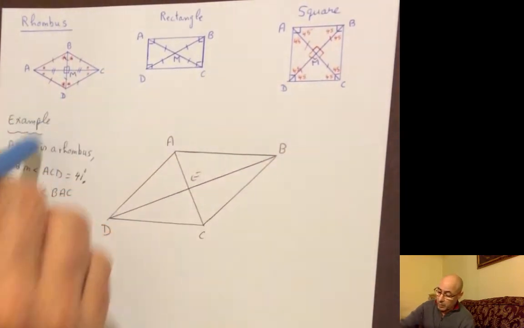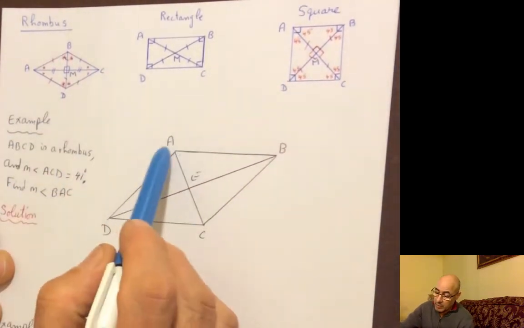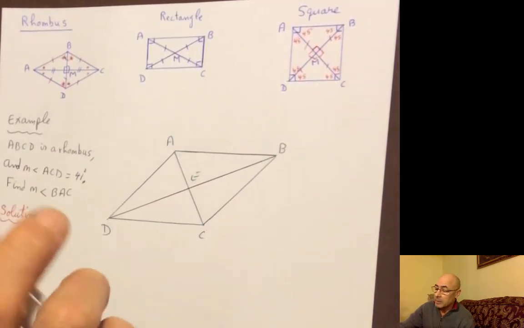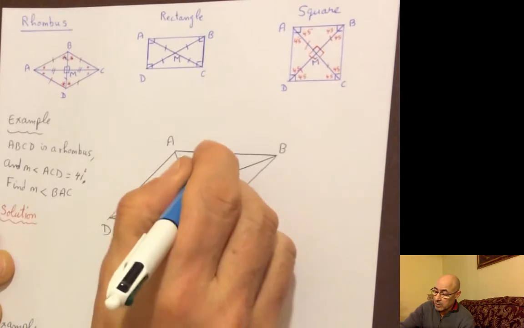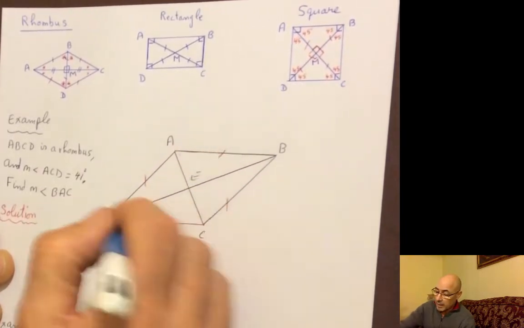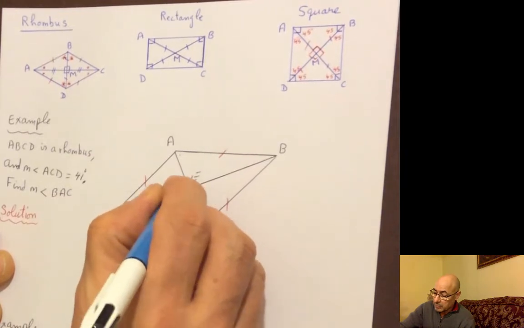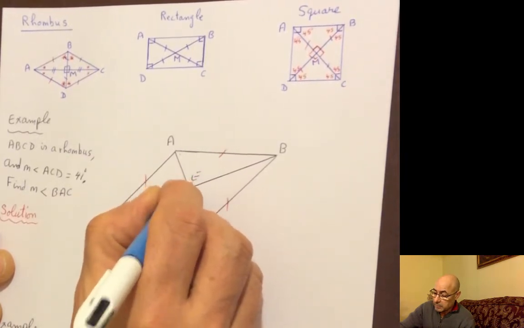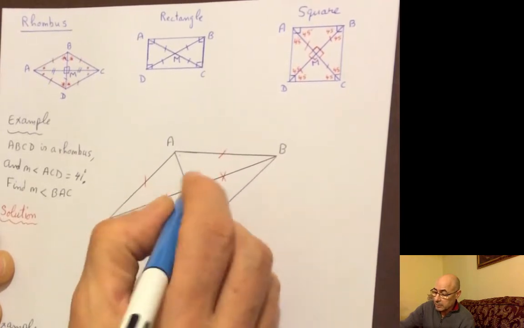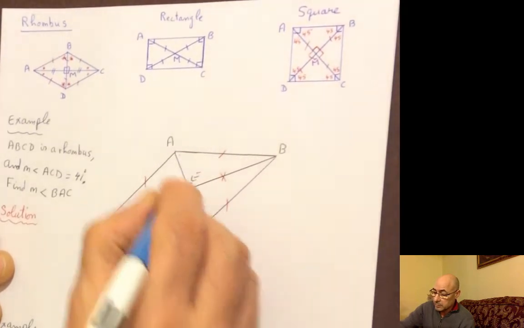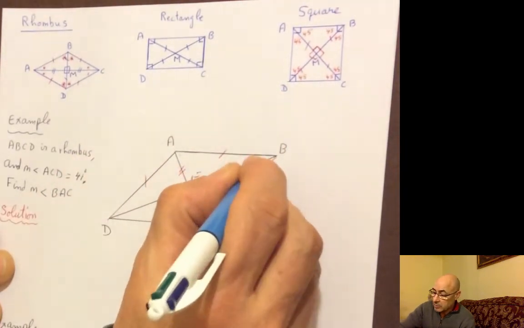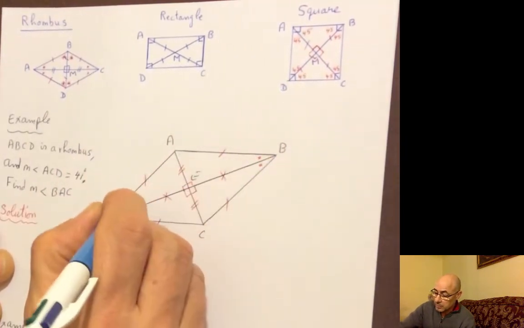So now we have two examples. Example one: ABCD is a rhombus. This means the four sides are congruent, the diagonals are perpendicular, the diagonals bisect each other, and each diagonal bisects the vertex angle into two equal angles.